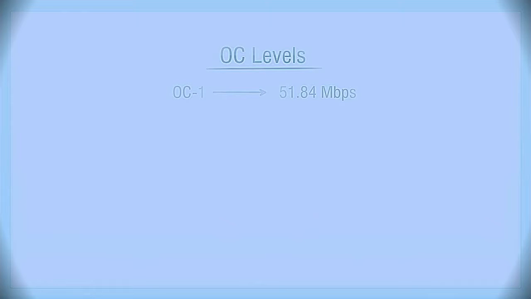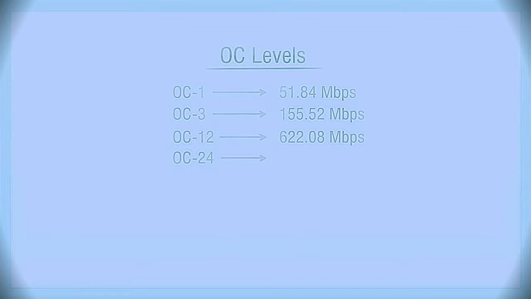There are actually many more OC levels, and each level is a multiple of the original OC1 base rate. For example, OC3 transfers data at a rate of 155.52 megabits per second. If you do the math, you'll see that 3 from OC3 times the base rate of 51.84 provides a total throughput of 155.52 megabits per second. Likewise, OC12 transfers data at a rate of 622.08 megabits per second. That's 12 times the base OC1 rate.